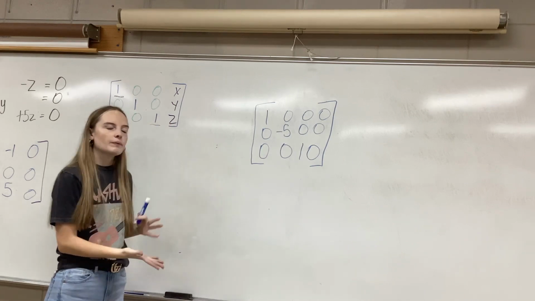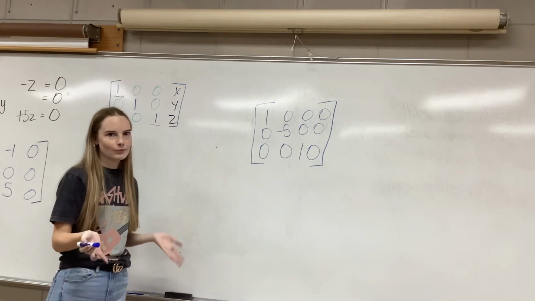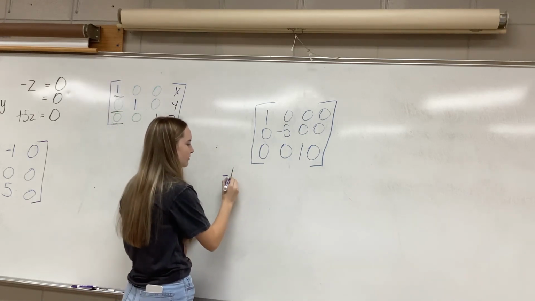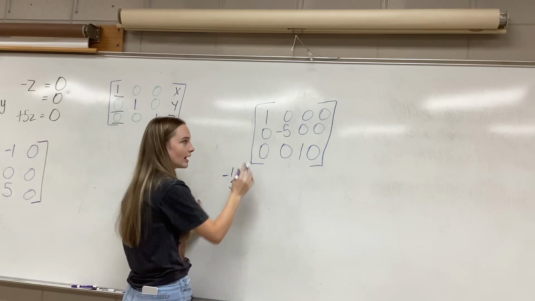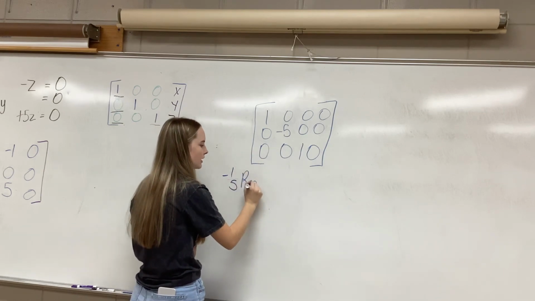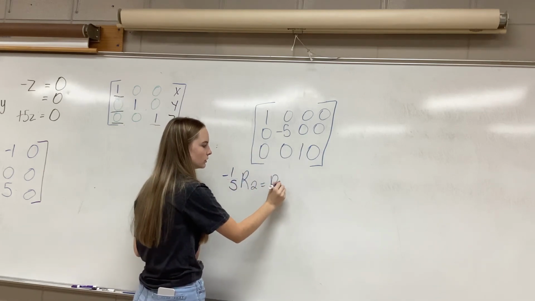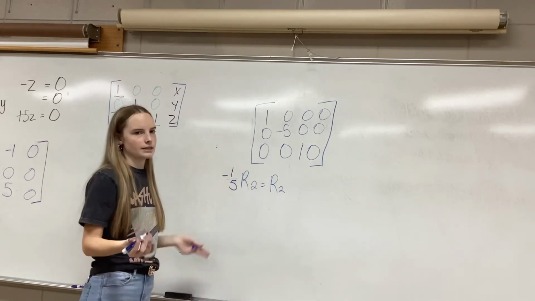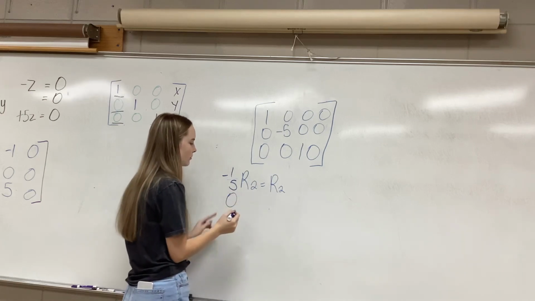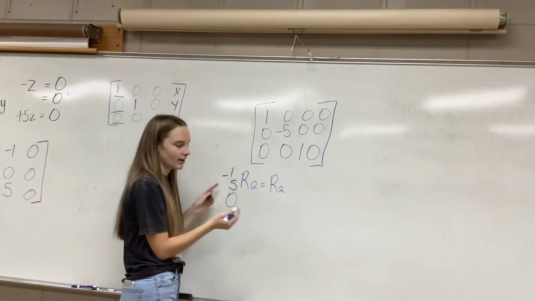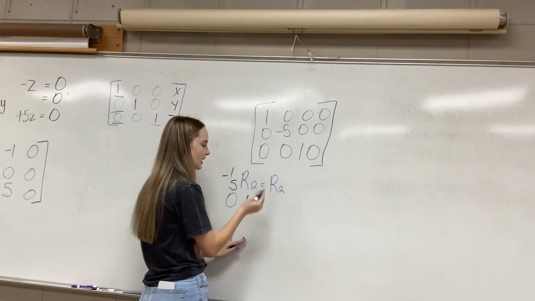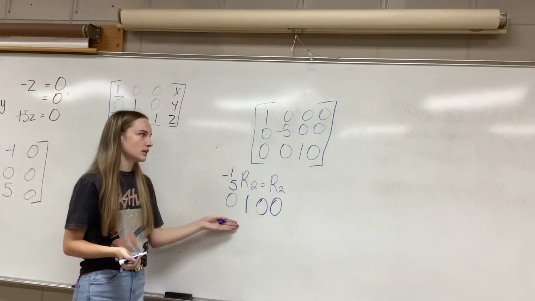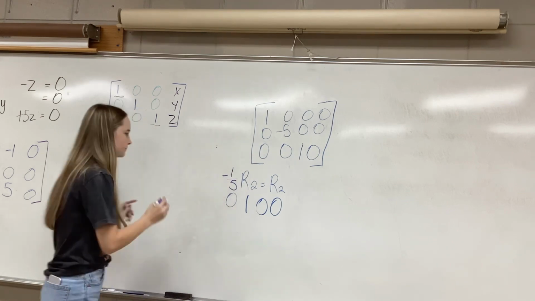We're going to have to get our negative 5 to equal 1. So what can we multiply negative 5 by to get 1? Negative 1/5. So we're going to take our negative 1/5 and multiply it by our row 2, and that's going to give us our new row 2. If you take negative 1/5 and multiply by 0, it's obviously going to be 0. Negative 1/5 times negative 5 is going to give us 1, and then 0, 0. So this is going to be our new row number 2.